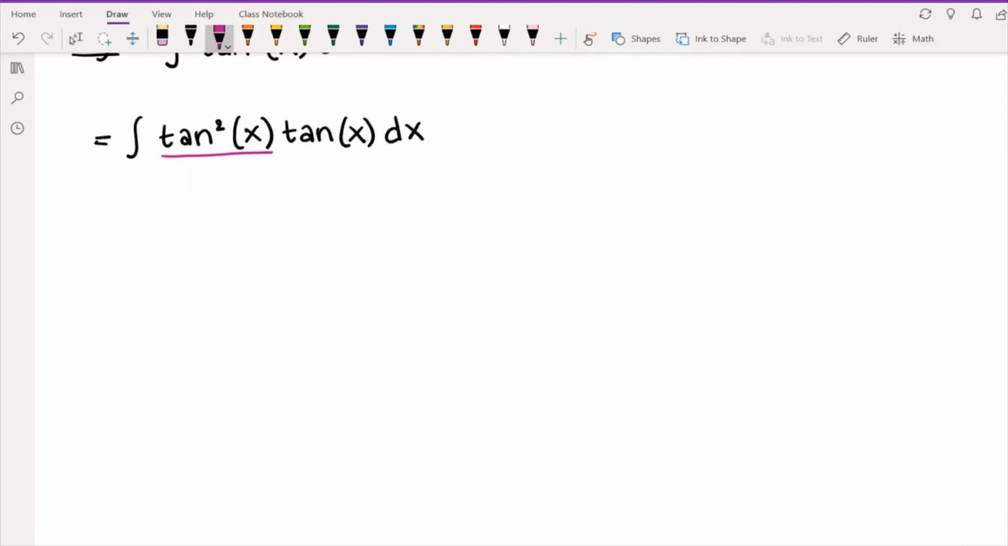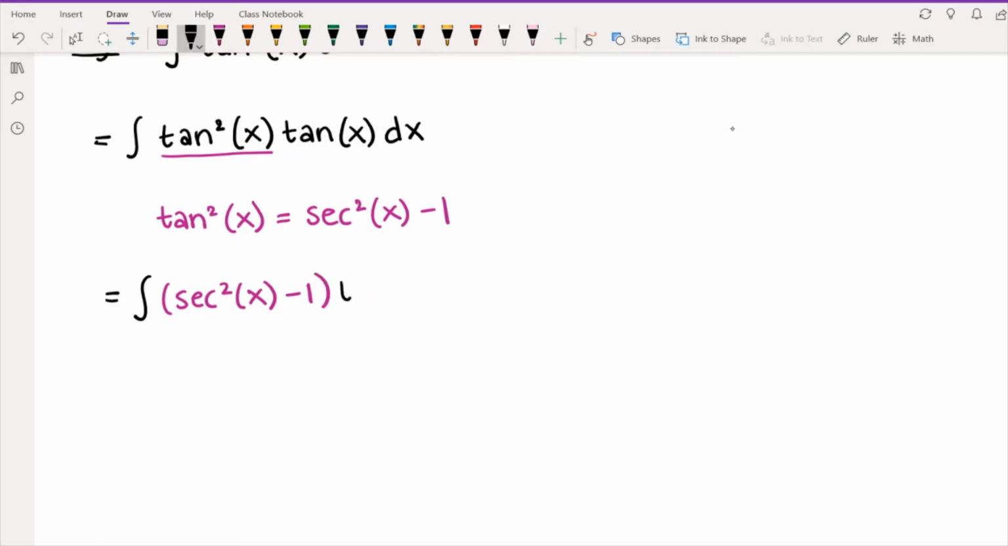So specifically, tangent squared of x is equal to secant squared of x minus 1. So we can put that into our integral. Okay, so now what? Well, you might notice that we have tangent and we have secant squared, and the derivative of tangent is secant squared. So that's kind of a good sign that we might be able to do a substitution.